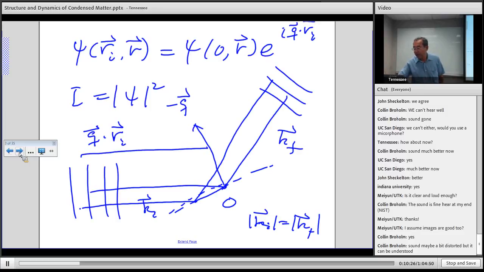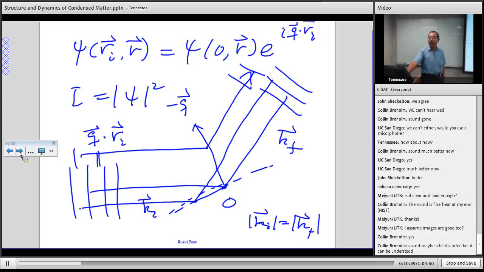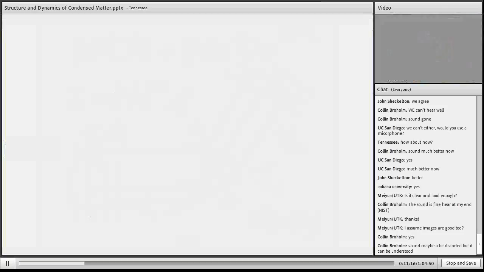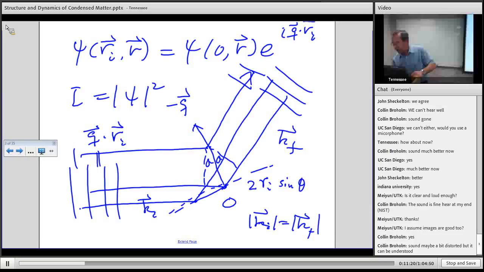And then you can figure out that the phase shift, okay, here's a phase, and that's a phase. The phase shift is equal to Q dot Ri. And we can figure that out, okay, this is like that. This is theta, right? So this is Ri, right? And this is theta, so this is Ri sine theta, right? Ri sine theta. And then there are two of them, two Ri sine theta, and that is the extra path length, right? Path length, delta R.